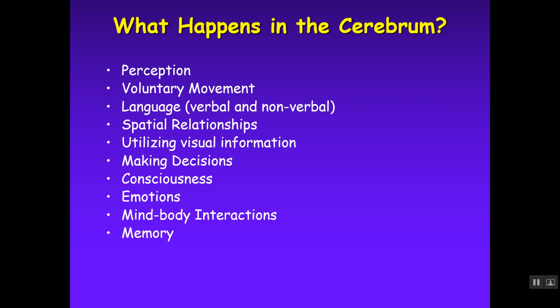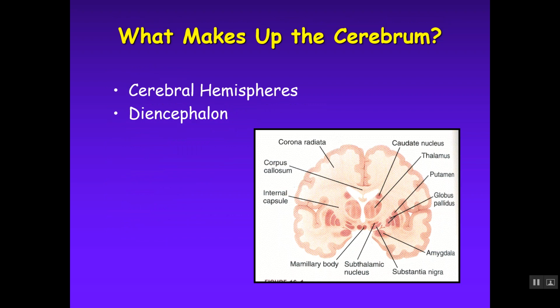Spatial relationships, where your body is in the world and where things are relative to each other and where your body parts are relative to each other. Your cerebrum helps you make sense of that. Utilizing visual information to act on the world, making decisions, consciousness, okay? Emotions, mind-body interactions, memory. Those are all the major features of the cerebrum. What makes up the cerebrum? Your cerebral hemispheres, which include your diencephalon, and you may want to put in parentheses under cerebral hemispheres, the basal ganglia are inside of there, are part of your cerebral hemispheres, are all part of your cerebrum.